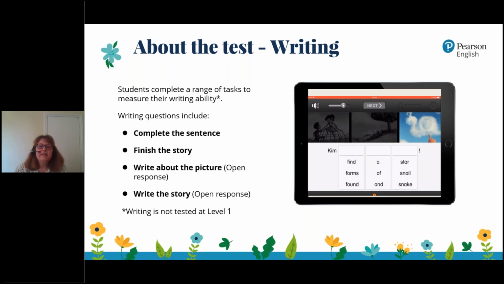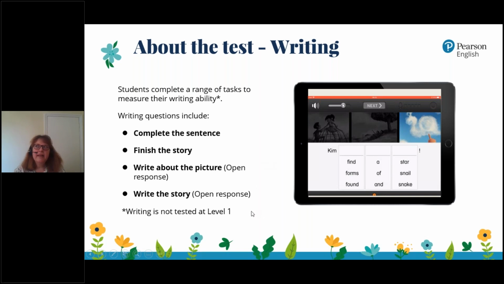As you can see in this particular image, the test taker is being asked to choose the right words to complete a sentence. So it's a story about children in a park and they're looking at the clouds, and then it might be that Kim found a snail, or it could be Kim finds this. It would have to be Kim found a snail. Sorry.